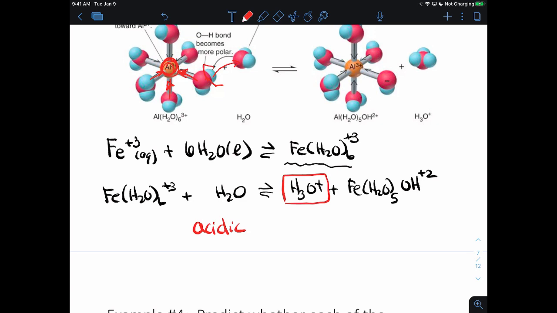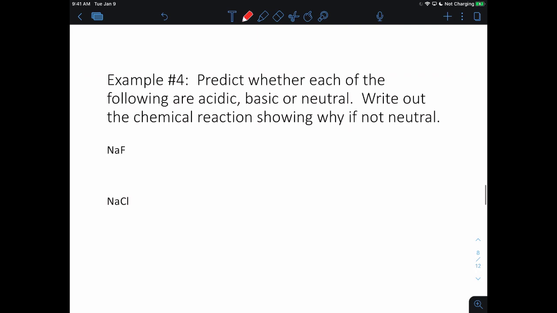So what I want you to do is pause the video, take these 2 problems, NaF and NaCl, and see what you can come up with. Are they acidic? Are they basic? Are they neutral? Write out the reactions showing why it's acidic, basic, or neutral, and then we'll compare, and then we'll do some more examples.